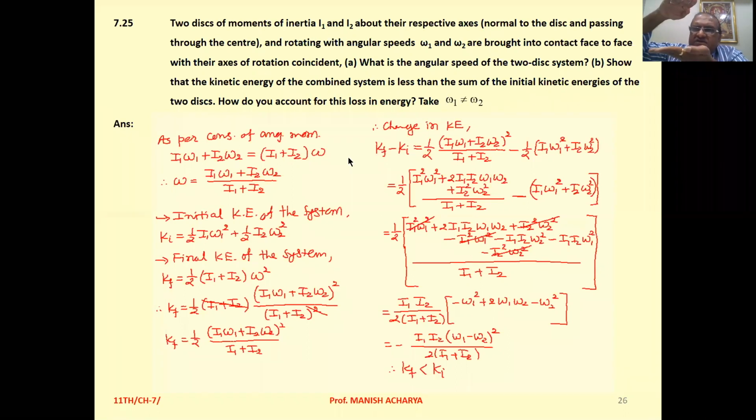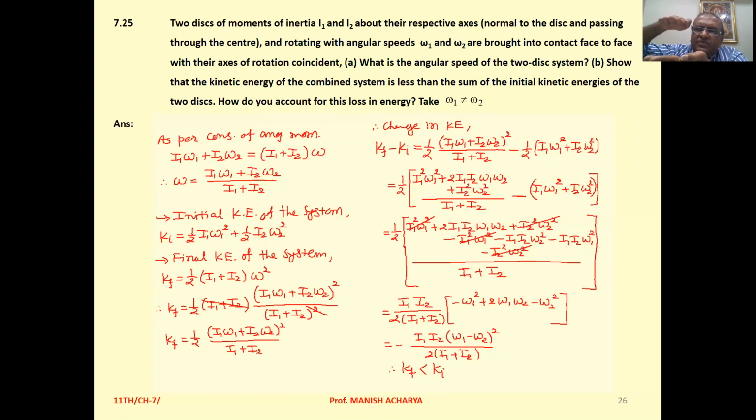Suppose one disk is here, another one is here. Both are rotating with respect to the rotational axis. One is rotating with angular speed omega 1, another one is rotating with angular speed omega 2. And their moments of inertia I1, I2 are given to you. Now during the motion, these two combine like this, and then jointly it rotates.